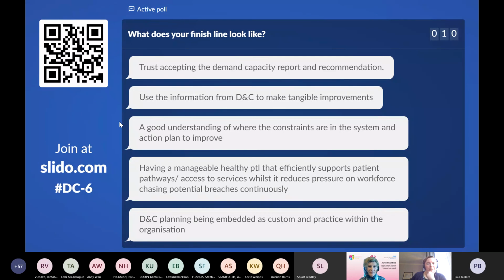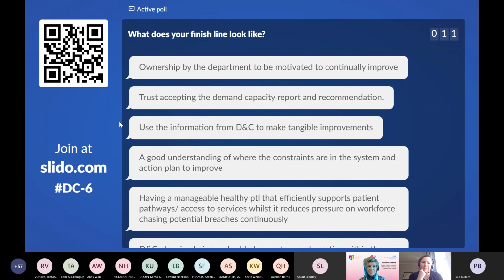Just accepting demand and capacity report and recommendation. Absolutely. That's that working together bit, isn't it? I was also going to say, if you have any questions for Jane or Paul or myself, you should be able to on Slido toggle between the question and answer bit and the active poll. So if there is anything you're wanting to pop into the questions, we can start answering those in a bit as well. But yeah, I think the accepting the outputs is a really big part of that cultural piece and that people engagement.